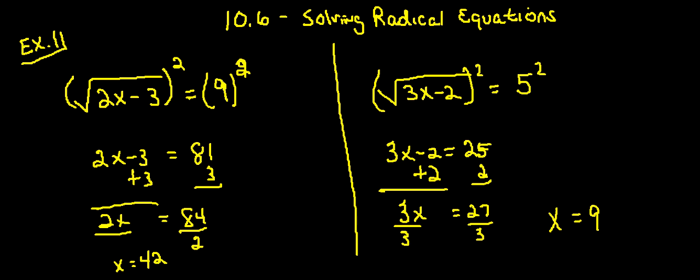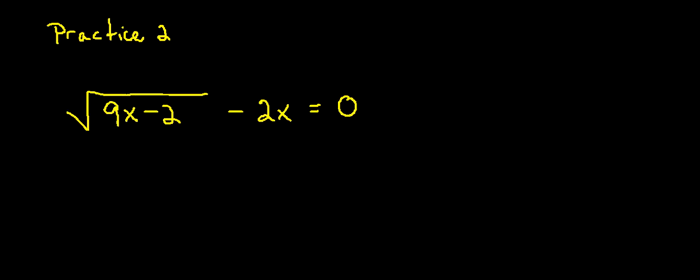Okie doke. Next example. In this next example, practice problem 2, here's my equation, and notice the square root is not isolated. It's sharing this side of the equal sign with the negative 2x, so that means the 2x has got to go. I can just add 2x to both sides, and that'll do the trick.